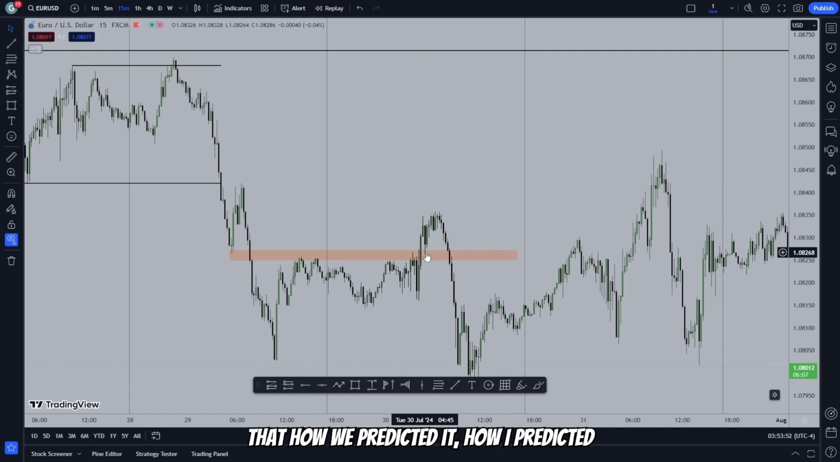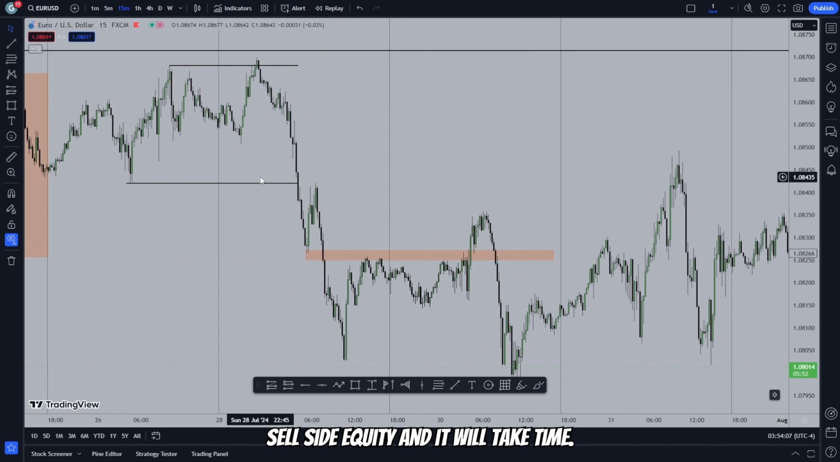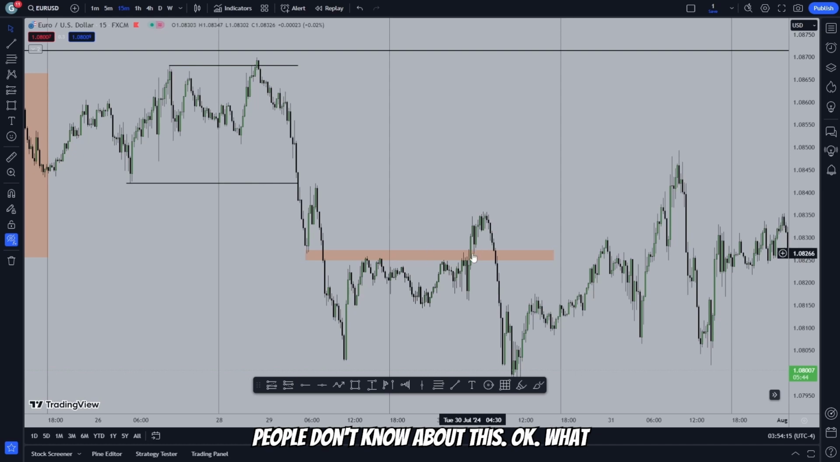As I told you, I predicted on the weekly time frame that it will be bearish, because the previous week was bearish. So I'm predicting that this week will also be bearish till it goes and takes the sell side liquidity, right? On the weekly time frame it's about to take a sell side liquidity, and it will take time. It will take like a whole one month to go and take the sell side liquidity, right? So that's why I'm bearish, but most of the people don't know about this.